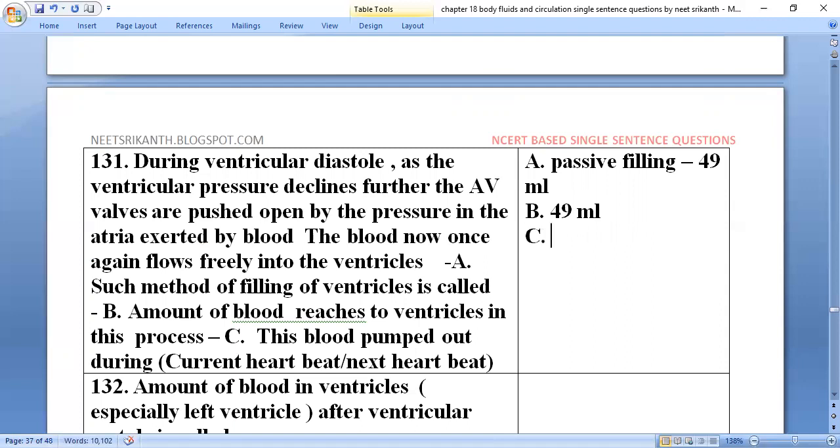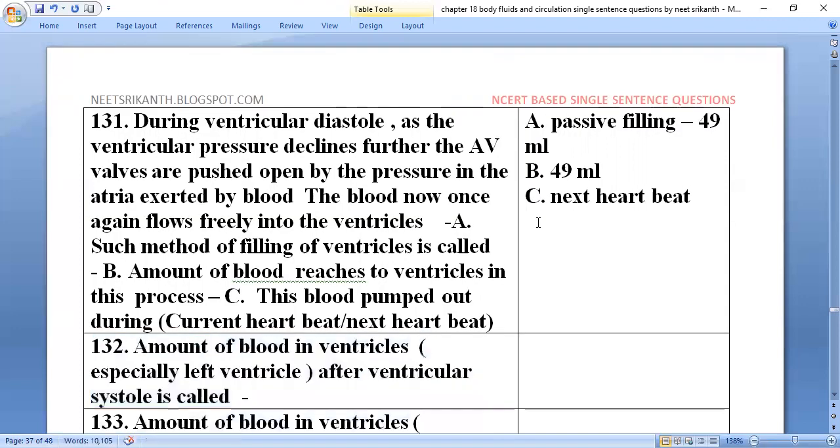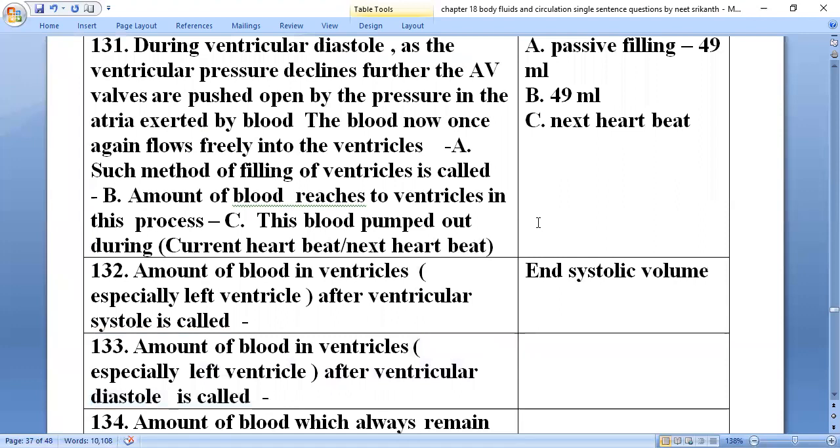Then this blood is pumped out during what time? Passive filling will be done during joint diastole, and this blood will be used for the next heartbeat. The amount of blood in the ventricles, especially the left ventricle, after ventricular systole is called end systolic volume. End systolic volume.